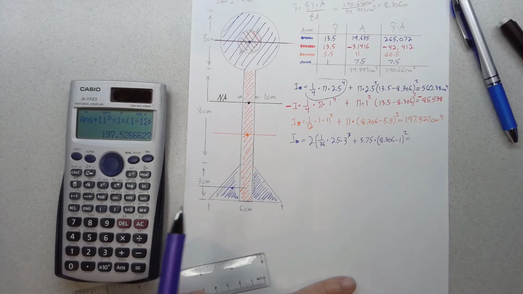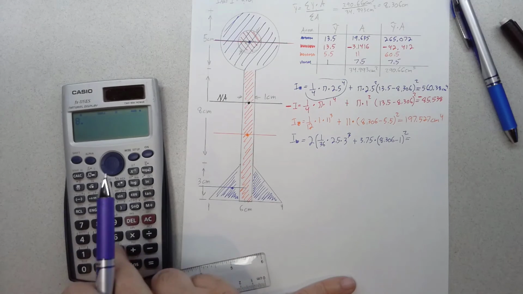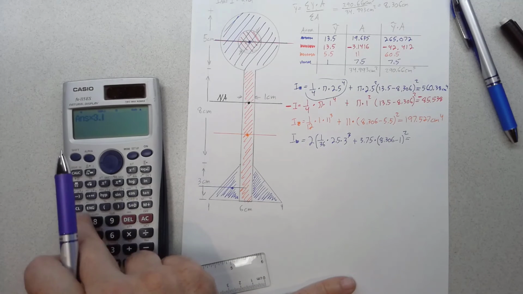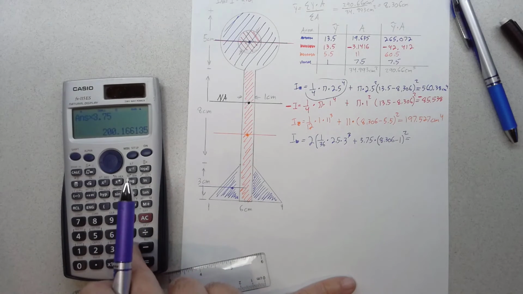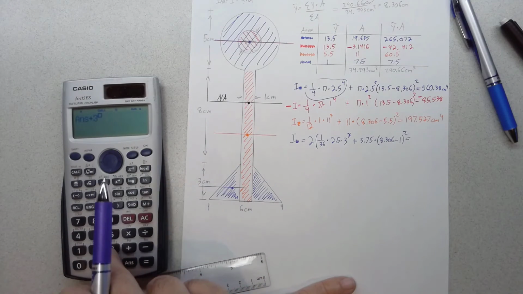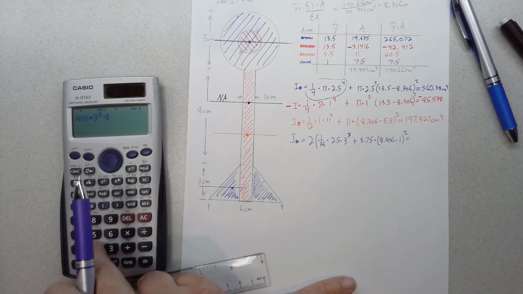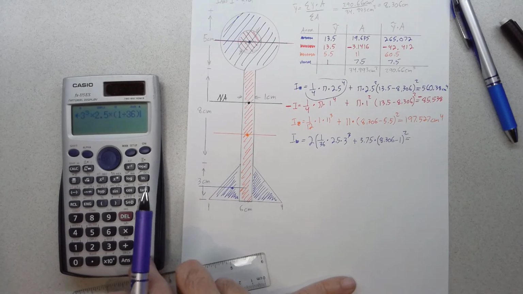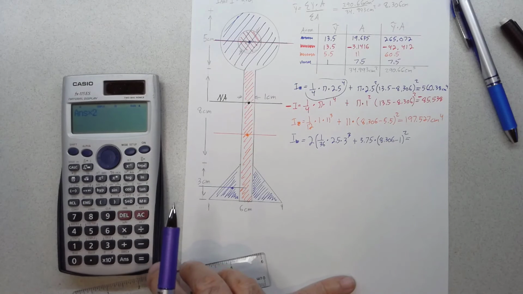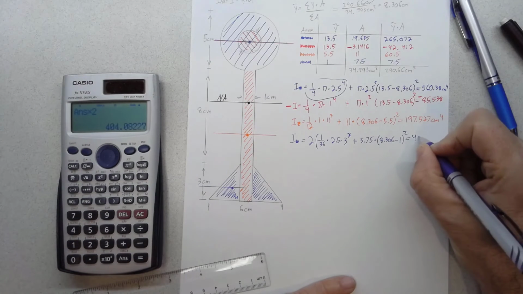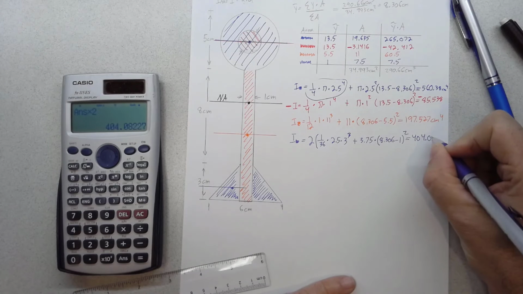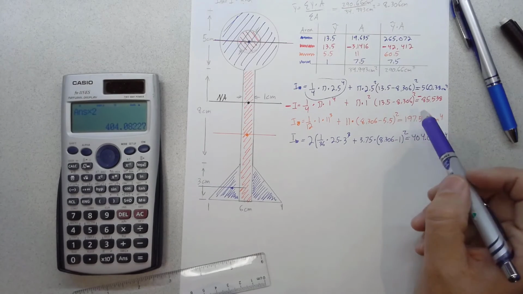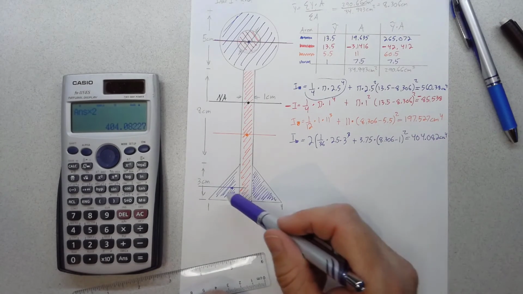On to our last part. Purple, 8.306 minus 1, that squared, times 3.75, plus 3 cubed, times 2.5 times 1 divided by 36. All of that times 2. This equals 404.082 centimeters to the fourth. Okay, these are the individual contributions of each shape.